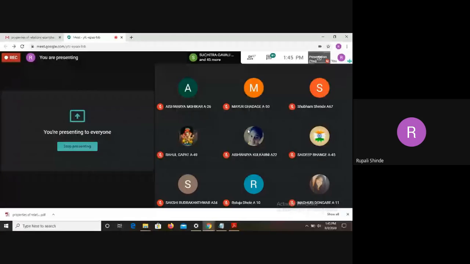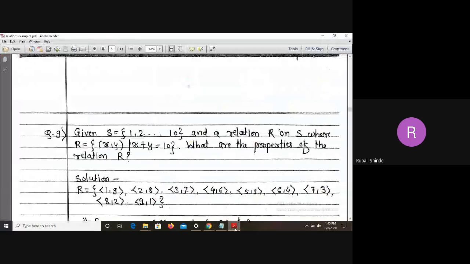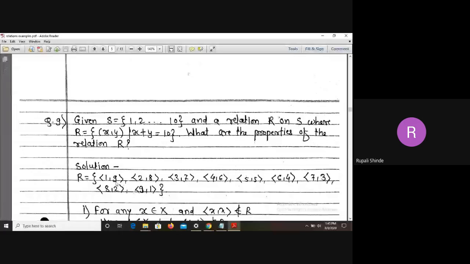If there is any ordered pair x comma y, then your relation must include y comma x, and the meaning of this is x is equal to y. If this is true, then only we can say that the relation is antisymmetric. If you observe here, 1 comma 9 is there, 9 comma 1 is there. Yes, both the ordered pairs are present, but it is not correct that 1 is equal to 9. That's why this is not an antisymmetric relation.